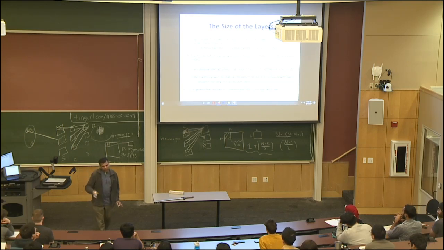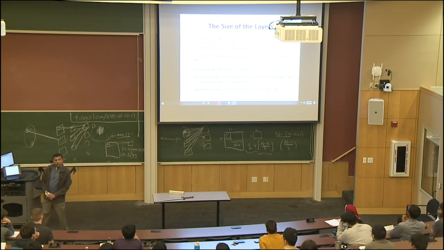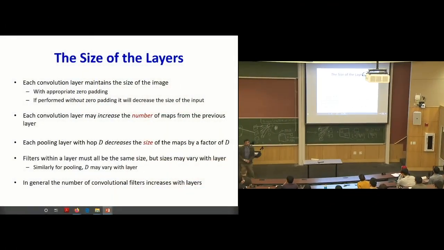You just get rid of the pooling layers and just have a larger stride for convolutions. Now, in general, the number of convolutional filters increases with the number of layers, because as you go through the layers, your maps get smaller and smaller. To retain the information, you want more and more of them. Otherwise, you're going to have a loss of information, right?